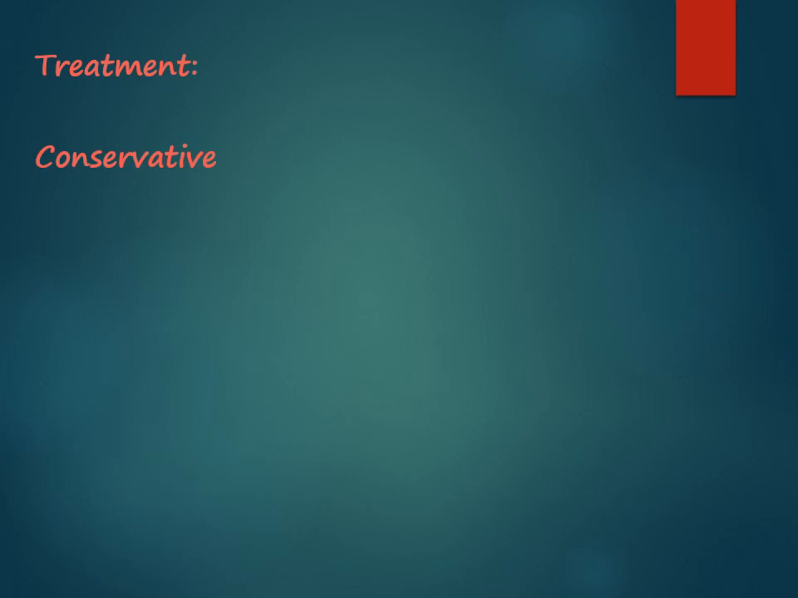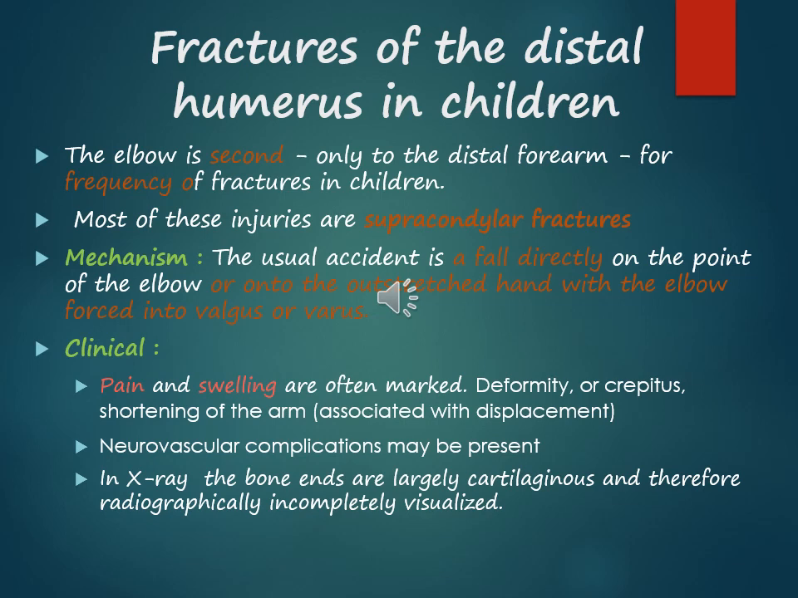Now we will speak about fractures of distal humerus in children, which are very, very important fractures, and they need special attention and special care. First of all, the diagnosis with these fractures can be sometimes difficult. The reason is, as we already spoke about, the joints are cartilaginous and fractures will not show easily on the x-rays. So the clinical history and examination are vital in these injuries.